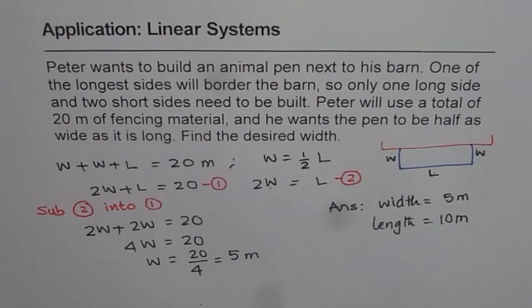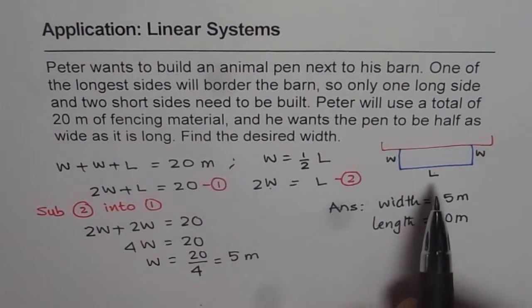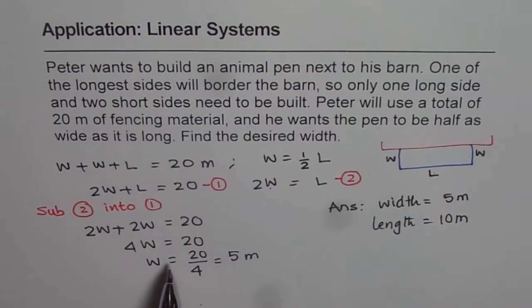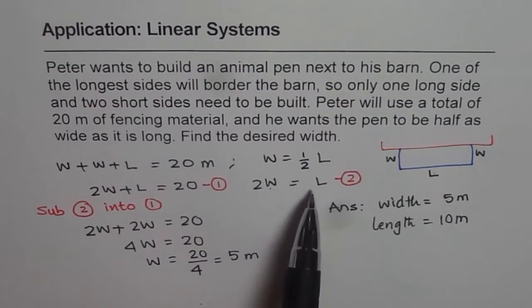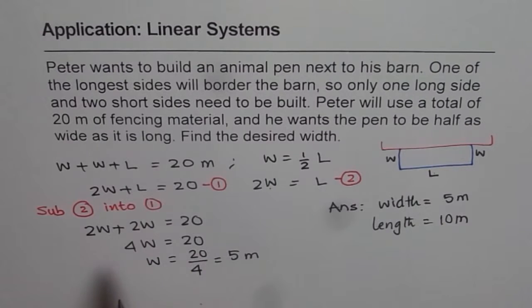This is a simple example in which we are also writing a function in one variable. So we started with two variables and substituted one into the other, and then wrote our equation in one variable and then found that variable. So that is the technique to solve linear systems. Thank you and all the best.